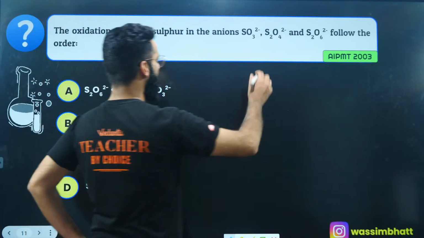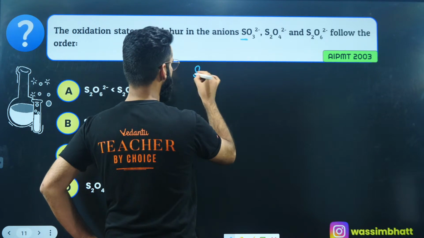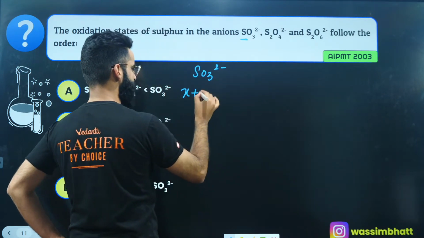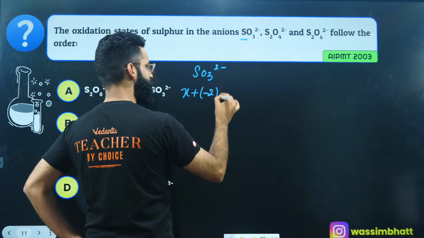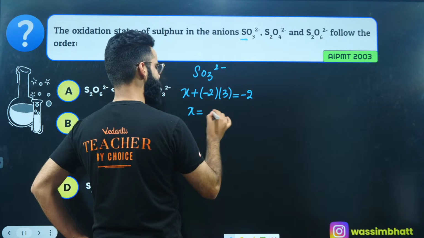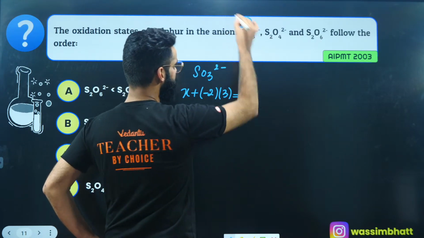Alright, let's start with the oxidation state of sulfur in SO3 dinegative, right? If I talk about SO3 dinegative, I'm assuming the oxidation state of sulfur to be X. Oxygen will show -2 oxidation state and there are 3 oxygen atoms. Net charge present is -2. So the value of X will come out to be simply +4. So +4 is basically the oxidation state of sulfur over here.